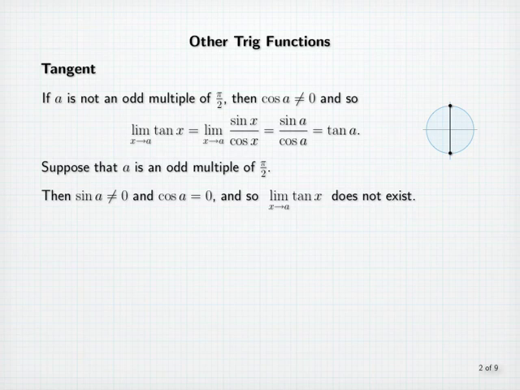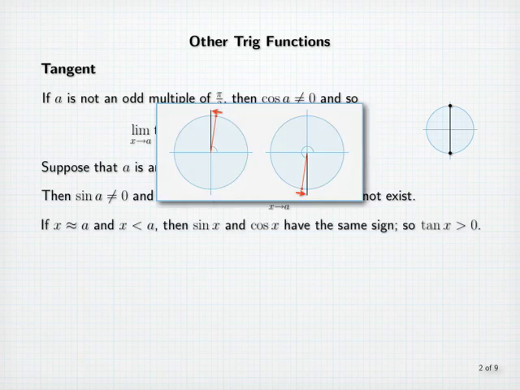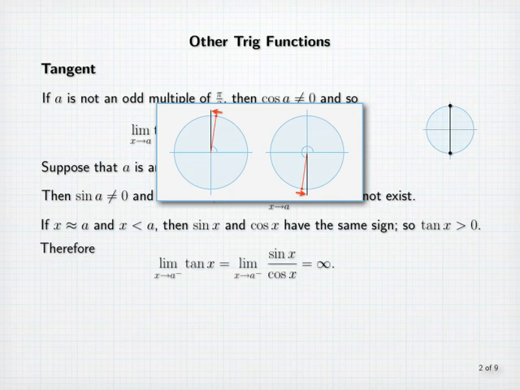First, let's think about the limit from the left as x approaches some odd multiple of pi over 2. If x is approximately equal to a, and x is less than a, then x corresponds to either a first or third quadrant angle as shown in the figure here. Therefore, sine of x and cosine of x have the same sign. In other words, they're either both positive or both negative, and so the tangent of x is positive. And from that, we can conclude that the limit as x approaches a from the left of tangent of x will equal plus infinity.